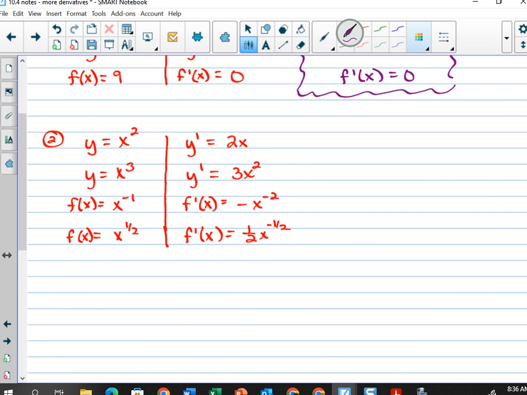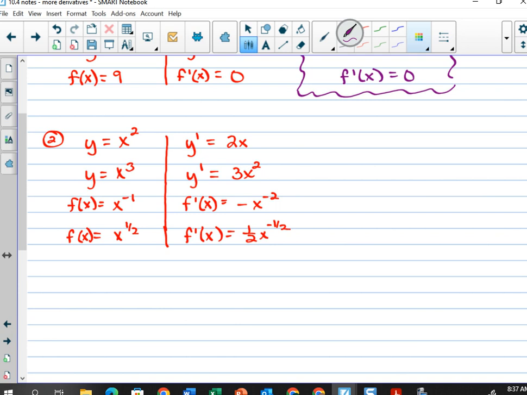I see it. There's a pattern. That was the original coefficient. Okay, let's look. It's just the original power. And then the exponent becomes the coefficient. Does the exponent stay the same then? Yeah, it goes down by one.